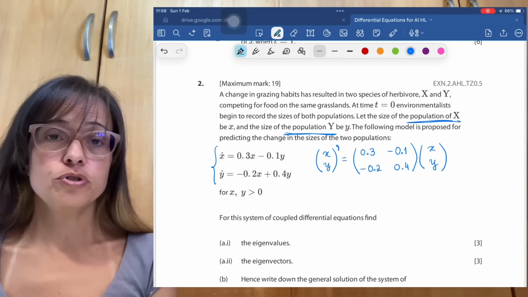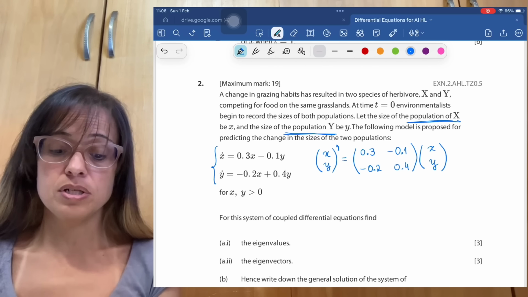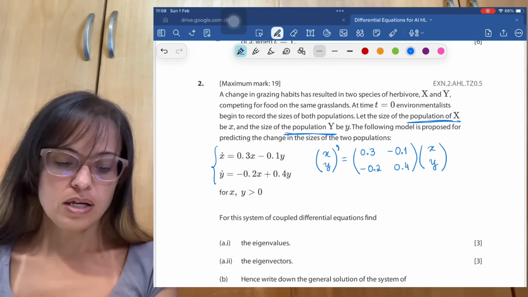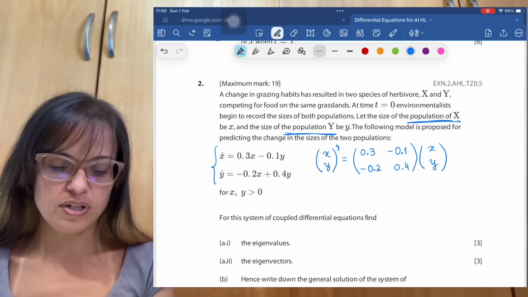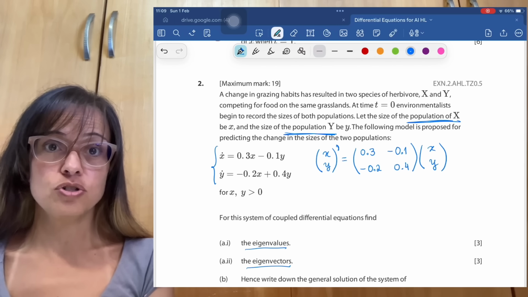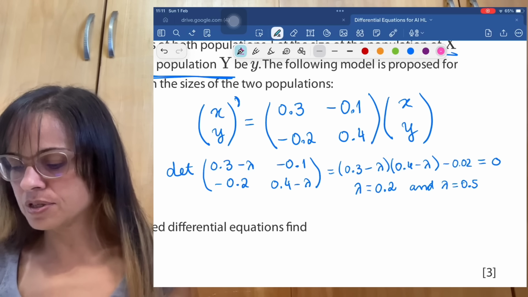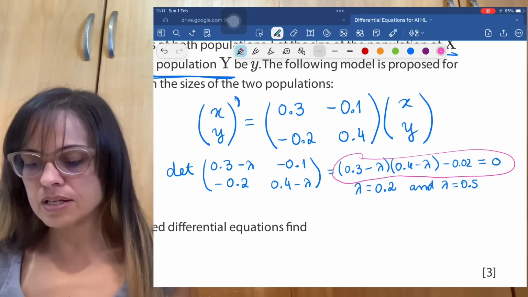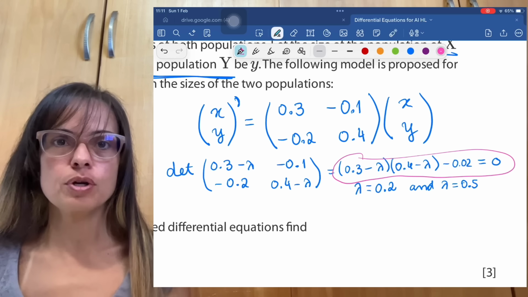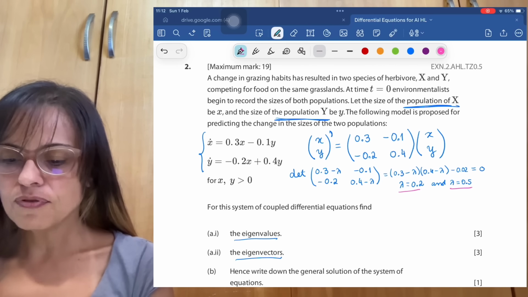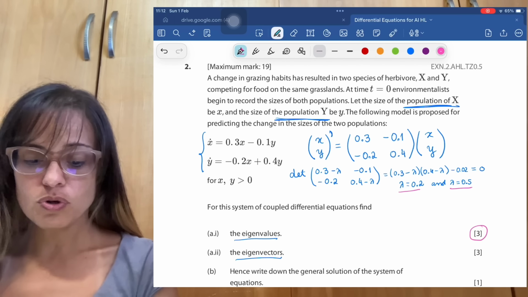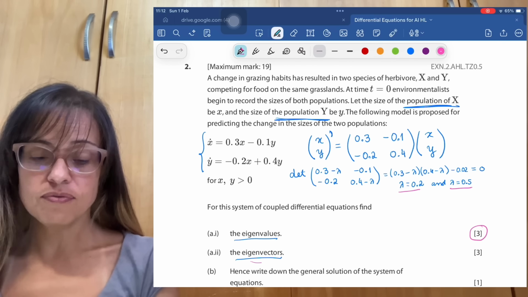A lot of what we're going to do doesn't change. We wrote the system as a matrix, and now he is asking us to find the eigenvalues and the eigenvectors. I did use my calculator here, but just to solve this quadratic equation, because like I said, it doesn't do the determinant with the variable. So those are the eigenvalues. We already have 3 marks, but I haven't told you about the eigenvectors yet.